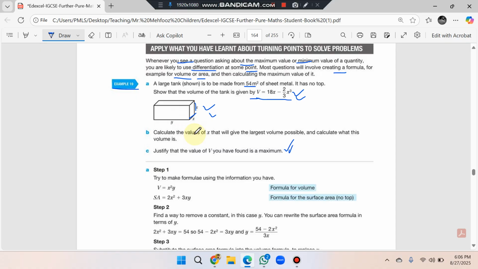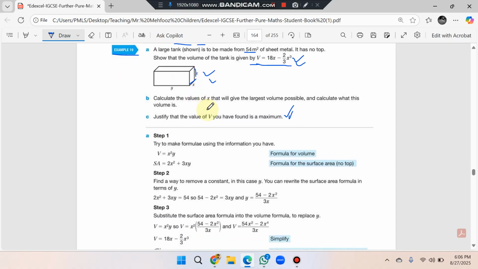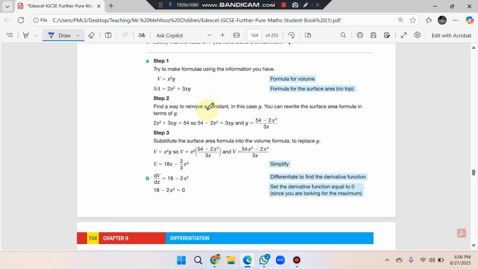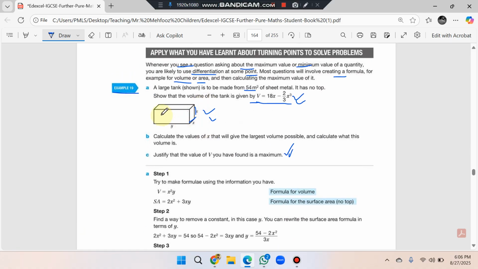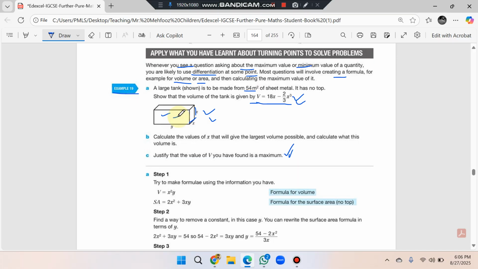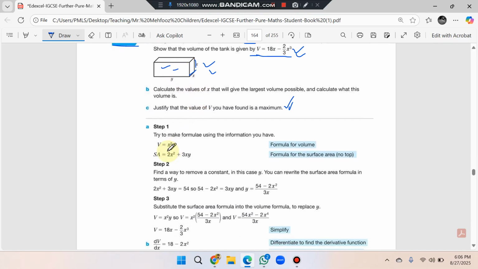Okay, so first of all, you can see that we have the formula for the volume of this figure, that is like a tank. Okay, so V equals length multiplied by width multiplied by height. So length is y, width is x, and height is also x. So that can be written as V equals x multiplied by x multiplied by y. So we simplify it like V equals x squared y.